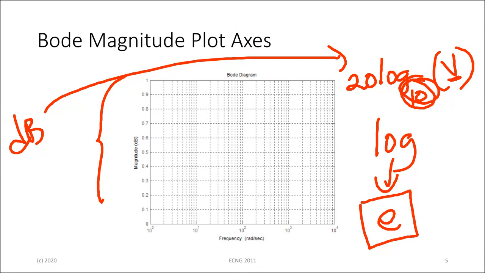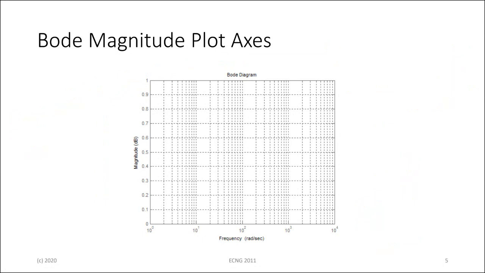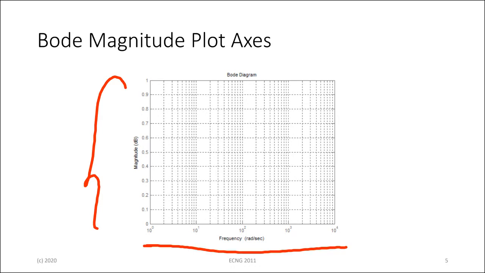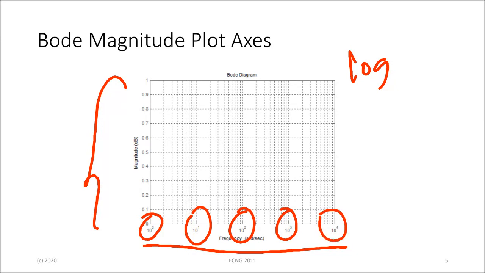So the first thing is the magnitude amplitude is in decibels, and then, as we discussed before, the frequency range is also a log frequency range, right? Which means it's in powers of 10. So if you look at it here, this is 1, this is 10, this is 100, this is 1,000, 10,000. We could go all the way up.